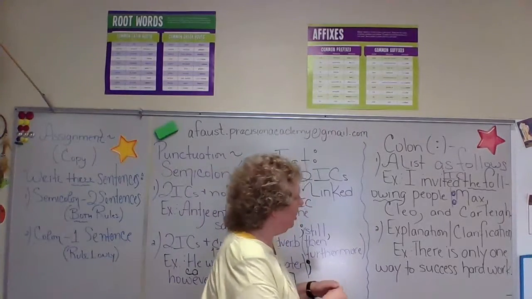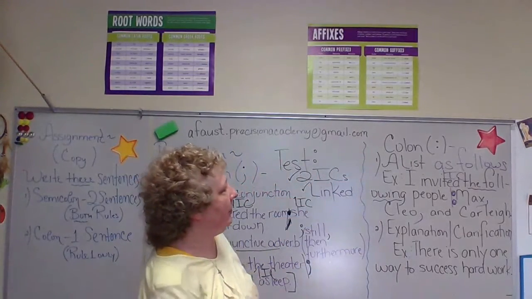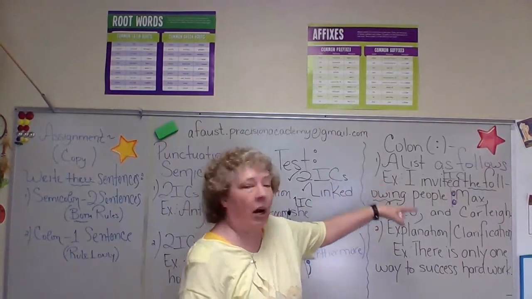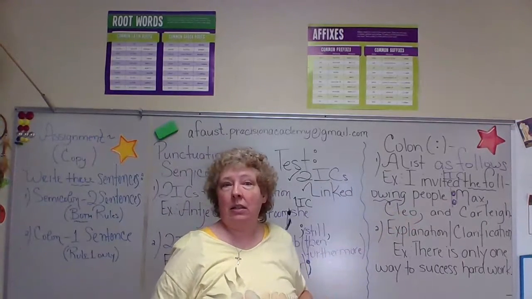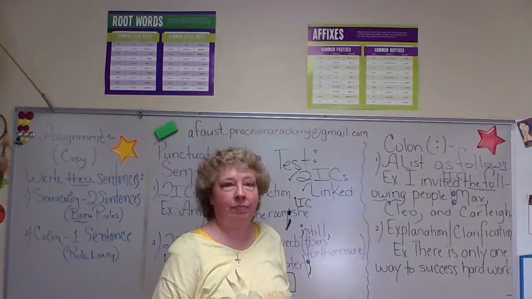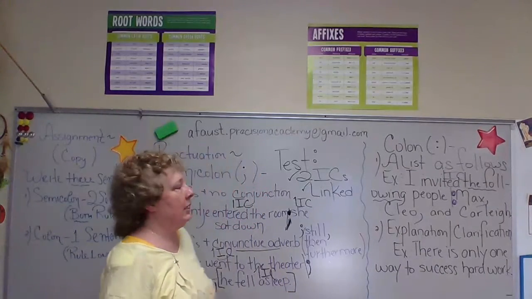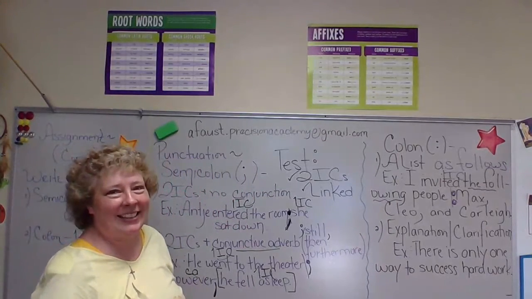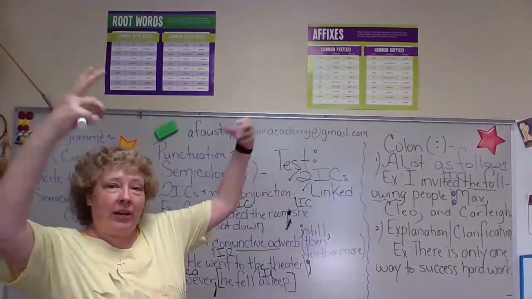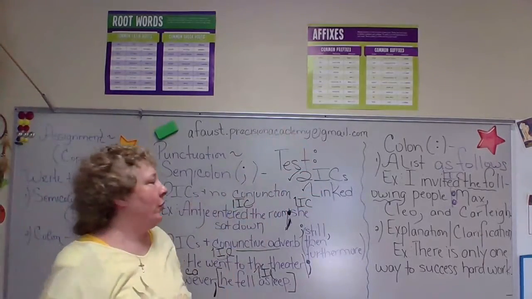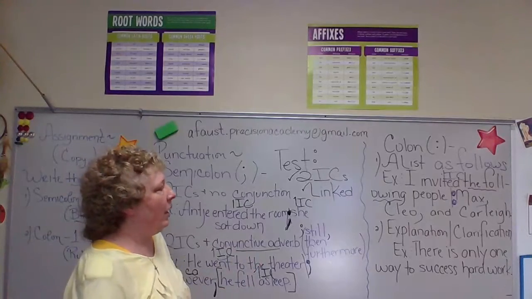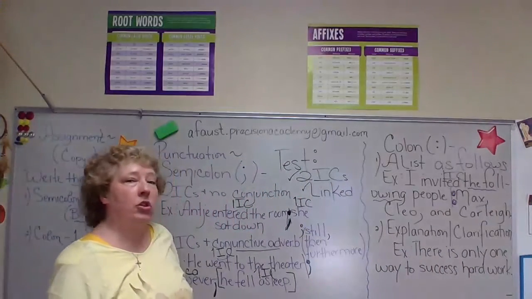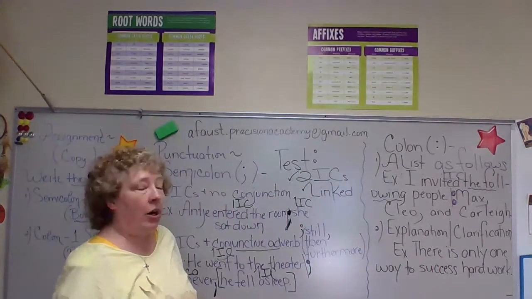Exactly. Now, the colon, and it's still a list: I invited the following people: Max and Carly. That's a list. Obviously, there are no commas there, right? Okay, good job. Here's the tougher of the two. Explanation, clarification. We like to explain what we're trying to say. We like to make it clearer for the listener, the reader. Okay, there's only one way to success: hard work.